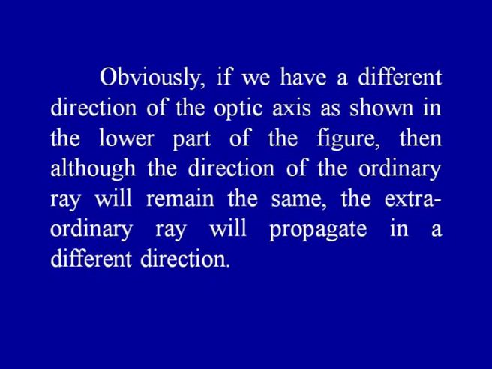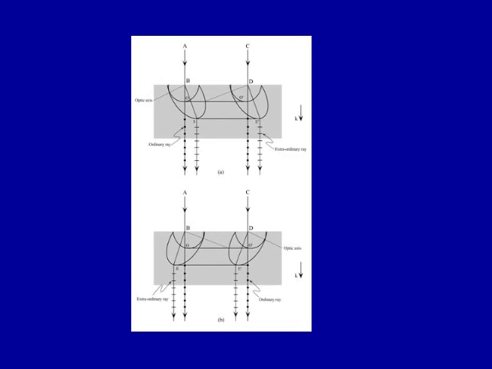Now, obviously, if we have a different direction of the optic axis as shown in the lower part of the figure, then the direction of the ordinary ray will remain the same, as it should. Remember, the ordinary wave satisfies Snell's laws of refraction. The extraordinary ray will propagate in a different direction now. This is because the direction of the optic axis has changed, and it has changed the orientation of the ellipsoid of revolution.